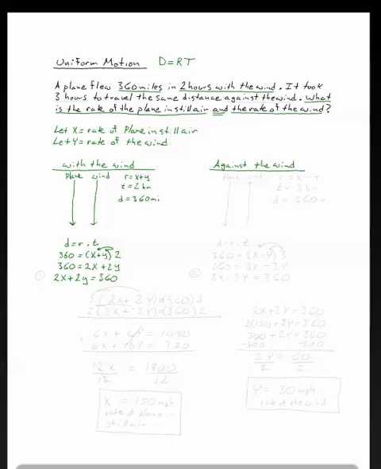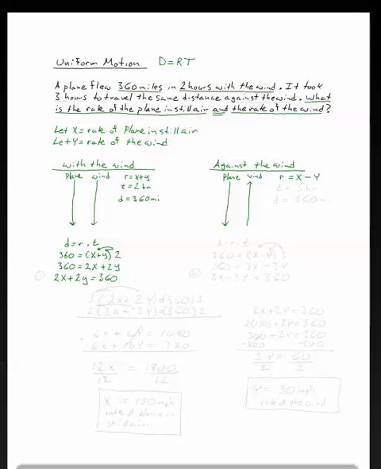Against the wind, if our plane is still going in the same direction, so this is our plane, but the wind is working against us now. It's going in the opposite direction. So in this case, the wind is actually pushing against us or hurting our speed. So our rate will actually be the rate of the plane minus the rate of the wind.